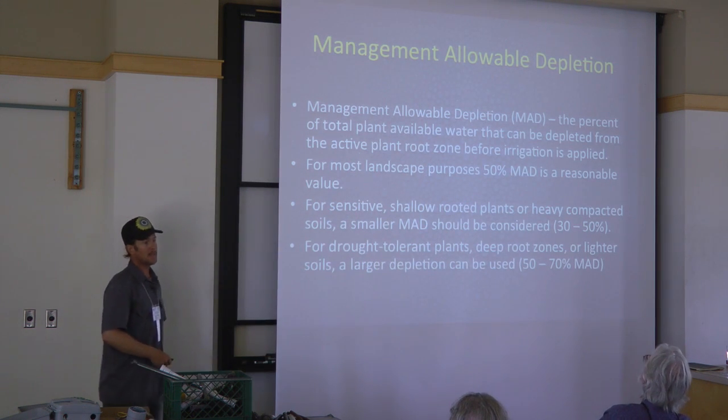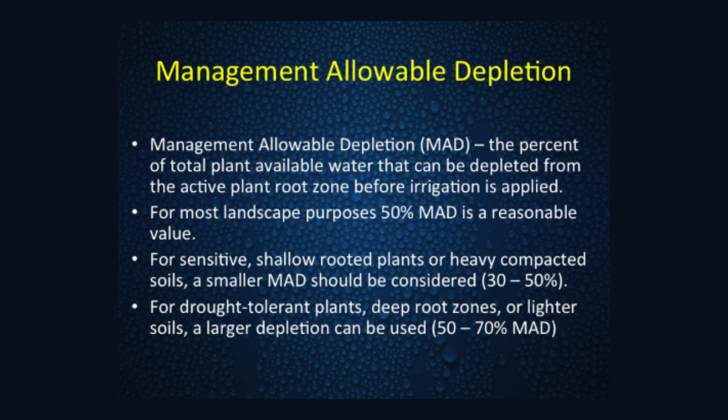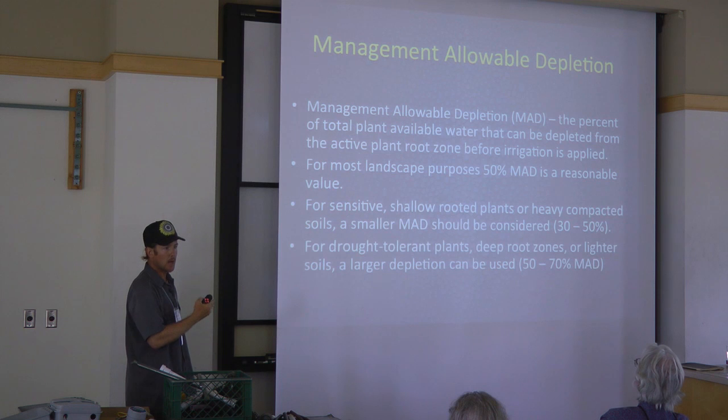Now we're getting back to our management allowable depletion. This is going to help us determine how often we need to run it. It is the percent of the total plant available water that you're willing to lose before you fill up that soil reservoir again, just like in that slide earlier. In this case, we're going to say 50%. We're willing to lose 50% of the water in the root zone before we replenish. Yes, for thirstier plants or shallow rooted plants, you might even want to go lower. For some drought tolerant plants, you can inch that up.